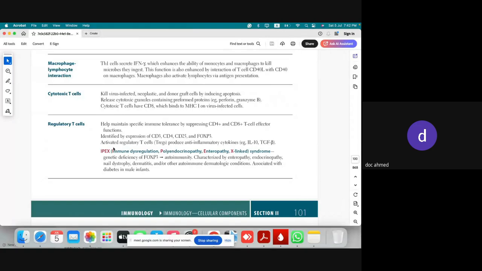You do not need something or some process to get exaggerated, right? So what are your regulatory T cells? Just keep that in mind. What are the surface receptors for that? CD3, CD4, CD25, right? And FOXP3.